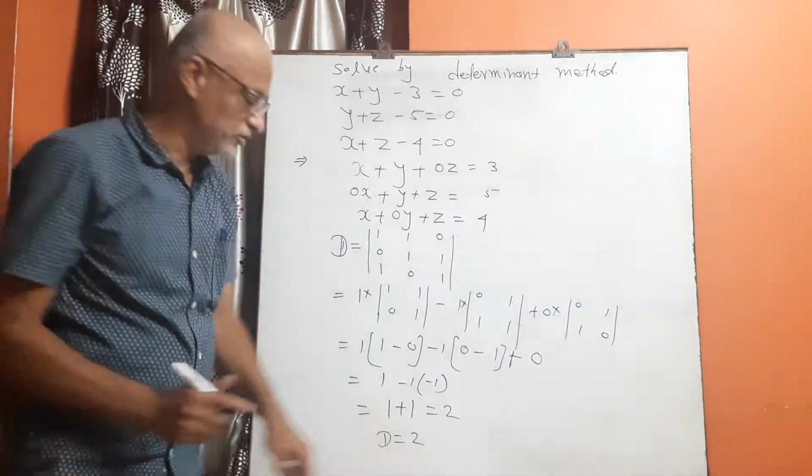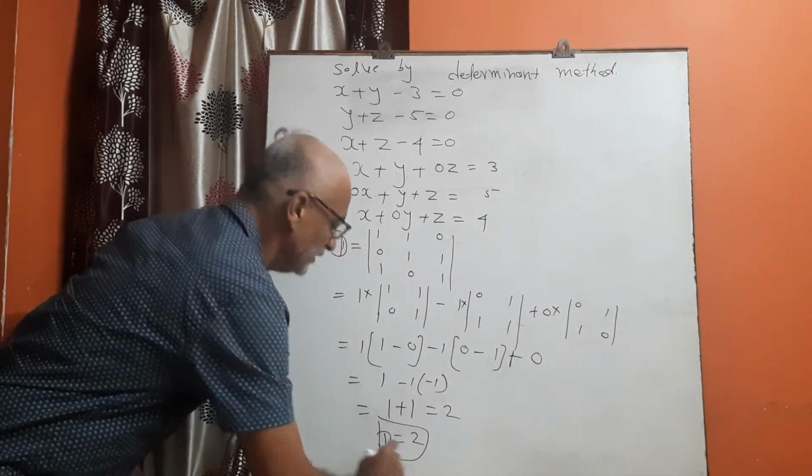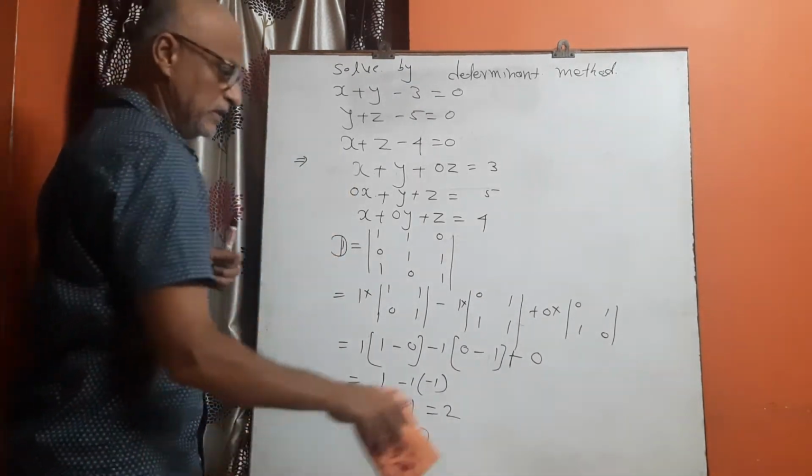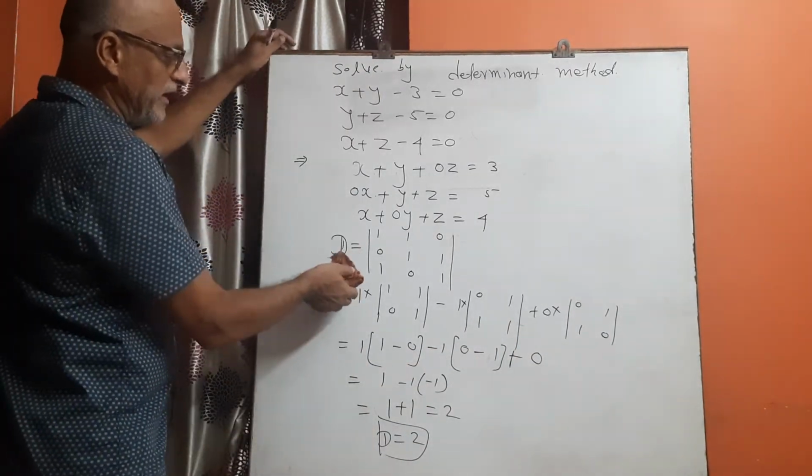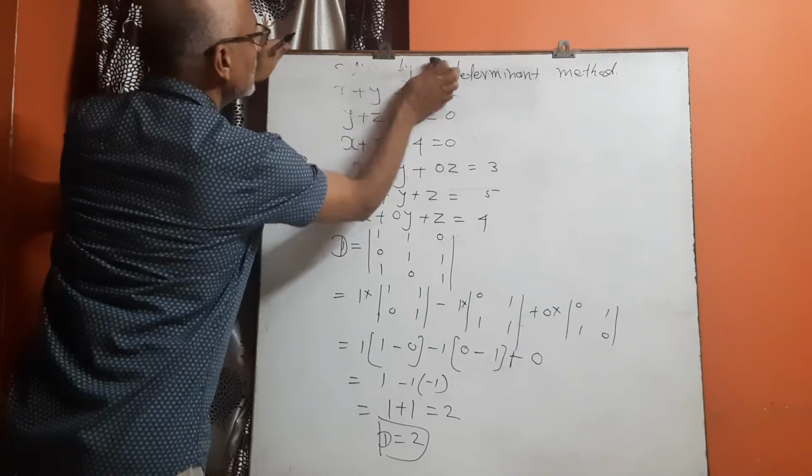So D is equal to 2, that is the value of D. Now let us find out dx. अब dx कैसे फाइंड आउट करते हैं? We will get the value of dx from D.